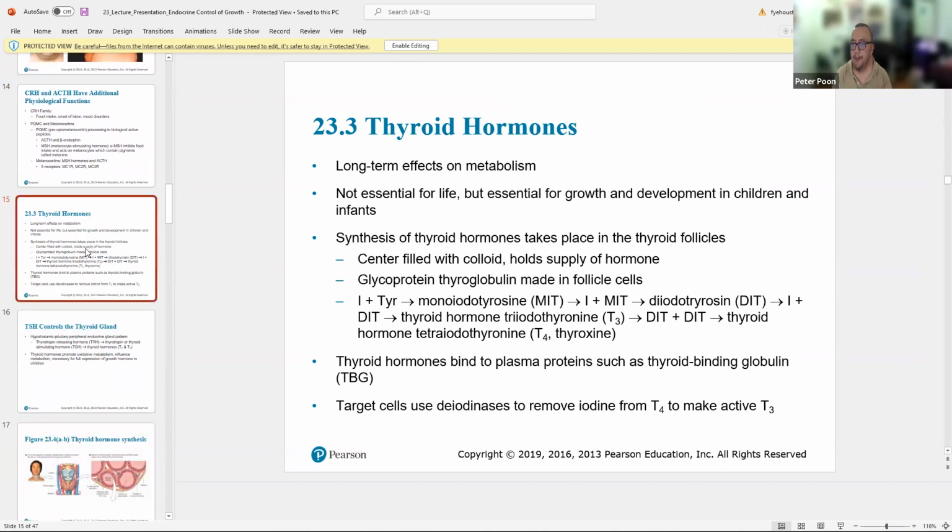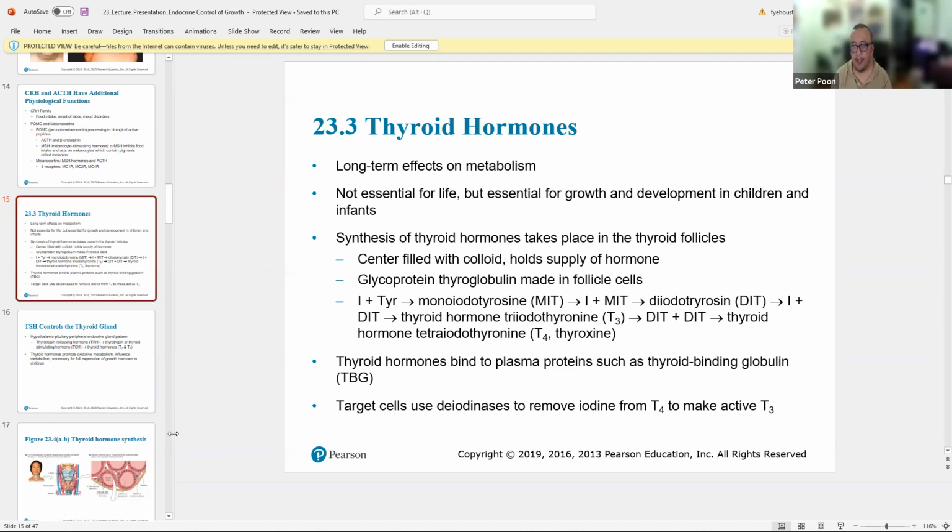Okay, thyroid hormones. Thyroid hormones have long-term effects on metabolism. Okay, it's not essential for life, but it's essential for growth and development in children and infants.